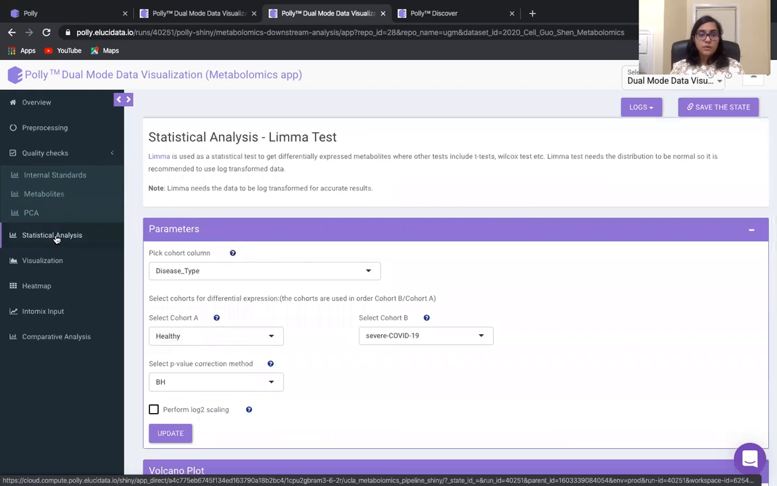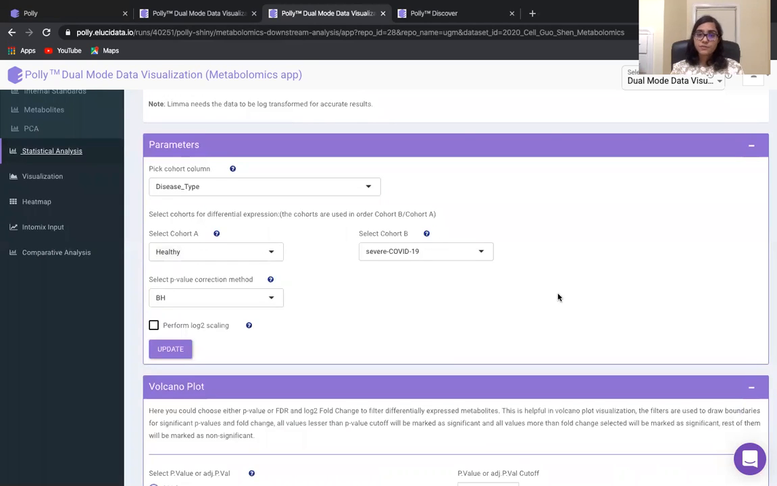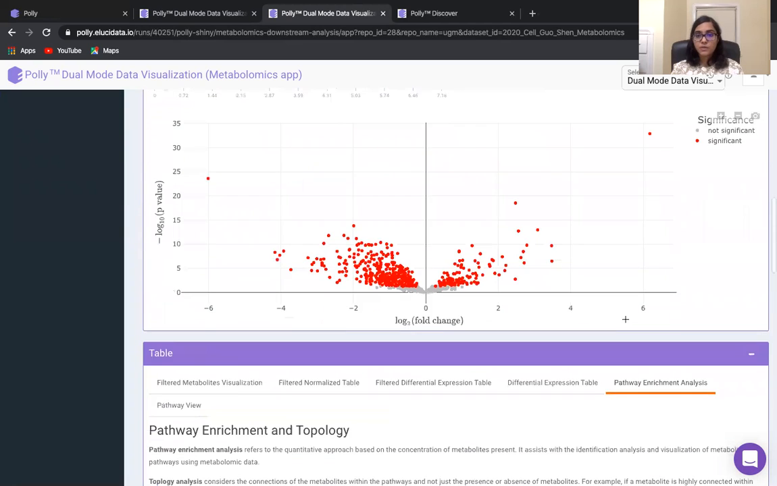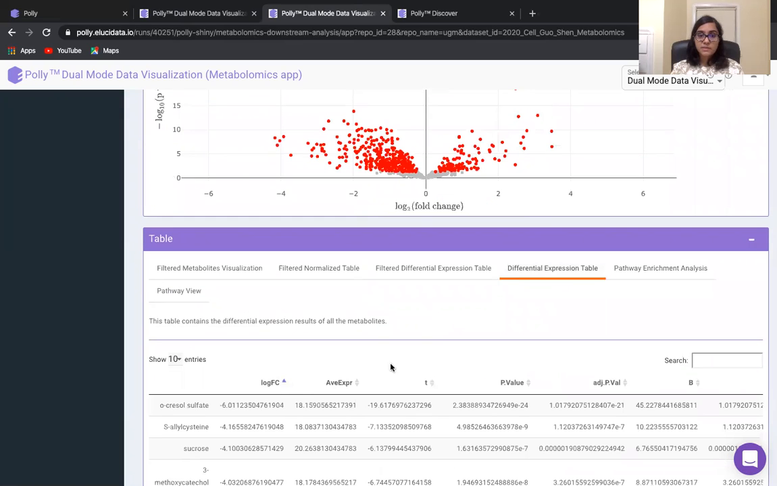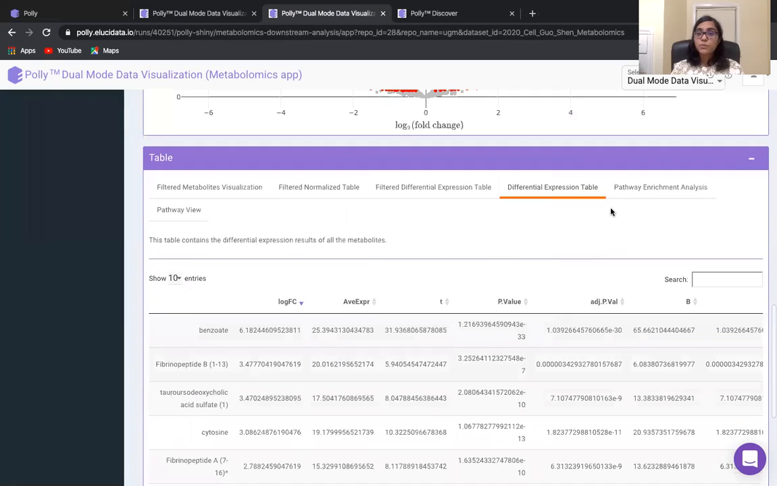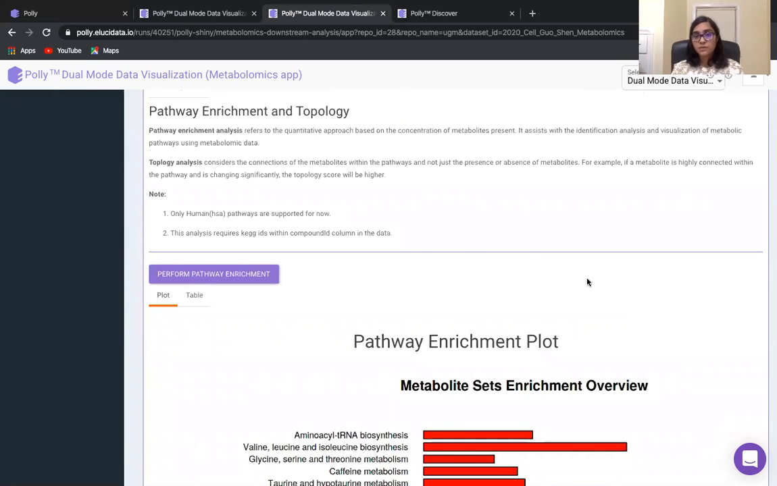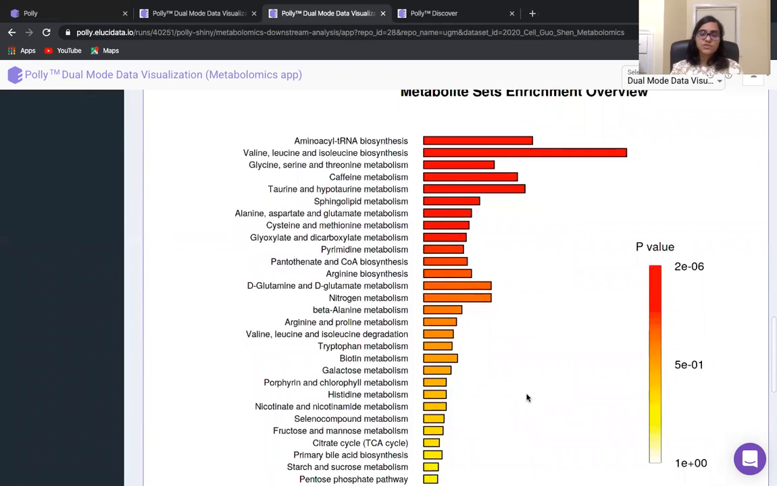Now, we can do a differential expression analysis between healthy and severe COVID-19 patients. We can again look at the results in a volcano plot. We can look at the table and look at the metabolites that have a high negative fold change and that have a high positive fold change. But what is more interesting again is to look at enrichment analysis, which will tell us functionally which pathways are changing. And if we look here, it's very obvious that amino acid metabolism is very fundamentally changed.